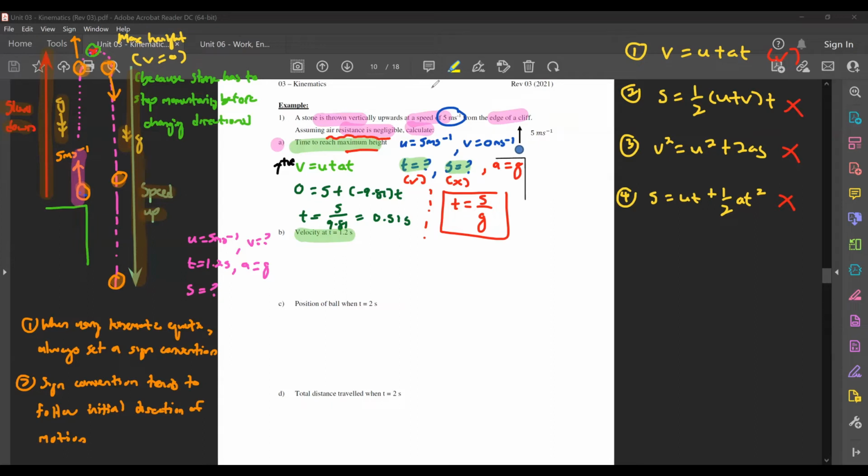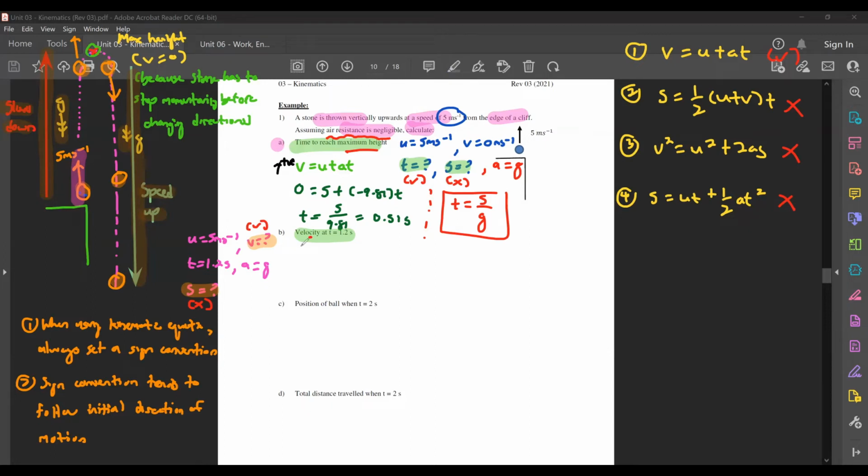So right now, you can see that there are two unknowns. One of them is what I want, and one of them is not something I want. V is what I want, but displacement is not something I need. Can you use the first equation? Yeah, same thing as before, you are going to use the same first equation. You are not going to use any others.